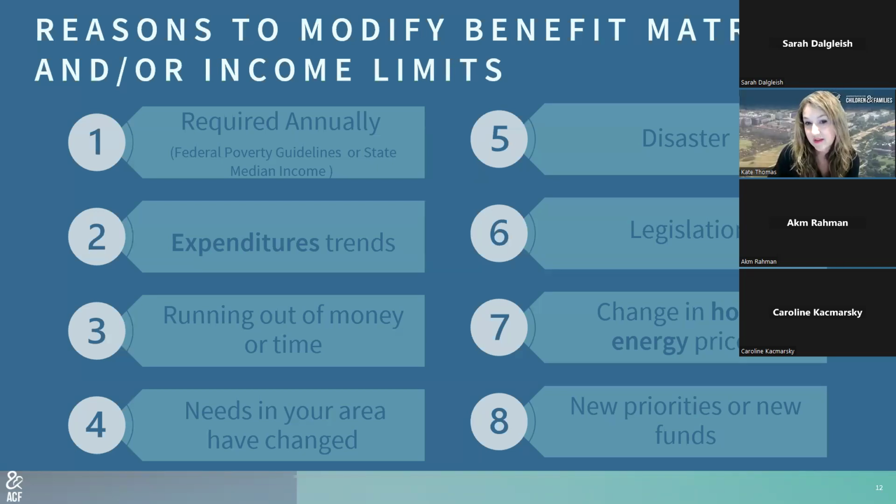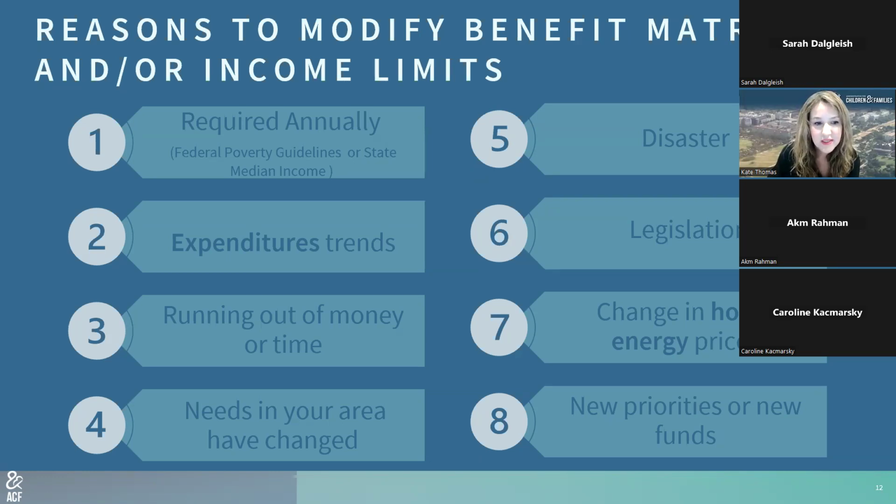Number 5 on this list, disaster. If a tornado or flooding or an ice storm or some other extreme weather event, for instance, impacts your area, you might want to consider changing your matrix to address those circumstances. And my colleague Nancy will go over some more information about that shortly.